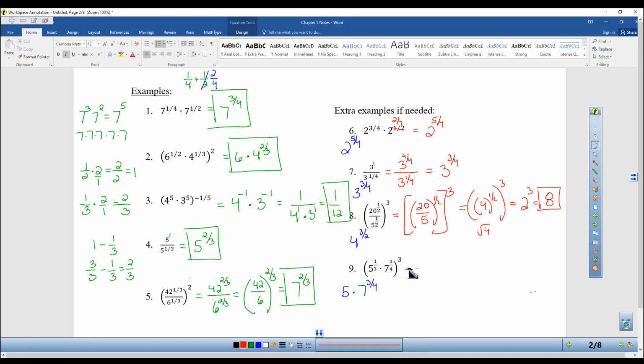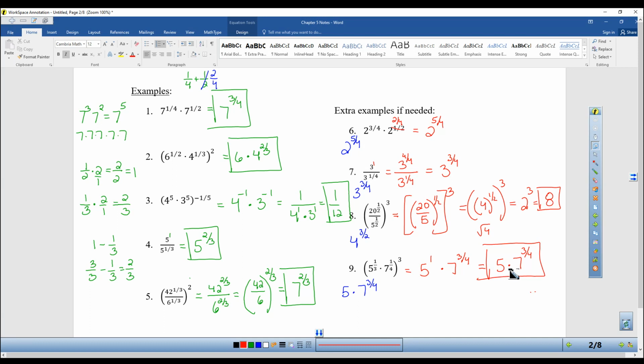On number 9, I can multiply the exponents because I have a power to a power. 1/3 times 3 is 1. And 1/4 times 3 is 3/4. And this cannot be simplified. You don't need to write the 1. But because they do not have like bases, that is the most you can do.